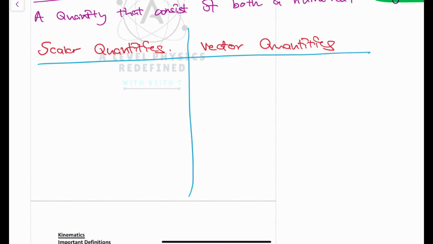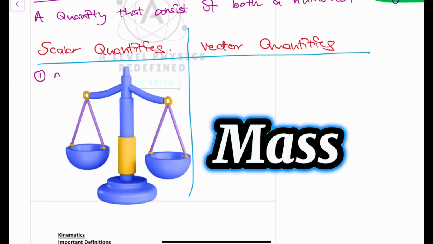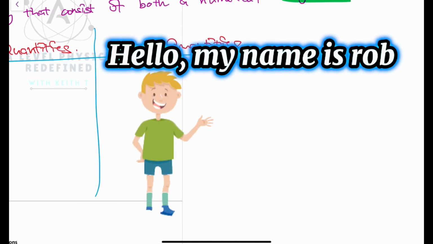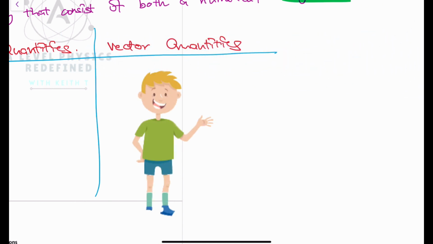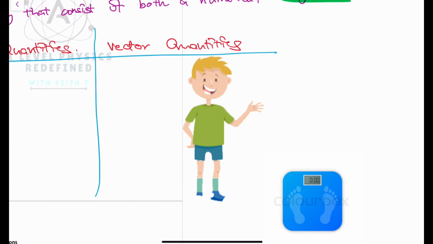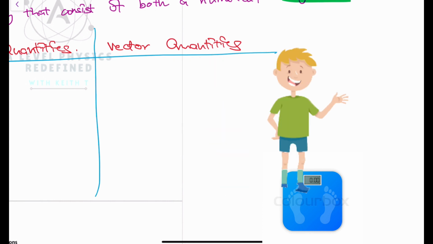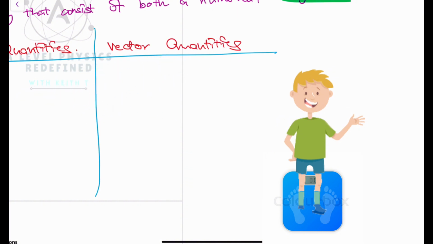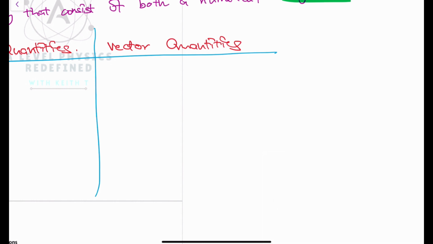Examples of scalar quantities, we're going to first start off with mass. For example, if a person, Rob, stands on a balance, and the balance reads 20 kilograms, Rob weighs 20 kilograms. You're never going to ask, Rob, you weigh 20 kilograms in what direction? Because there is no direction involved in scalars. You don't care about direction. You just want to know the quantity, the magnitude, and the unit. You only care about the magnitude, and no direction is involved.